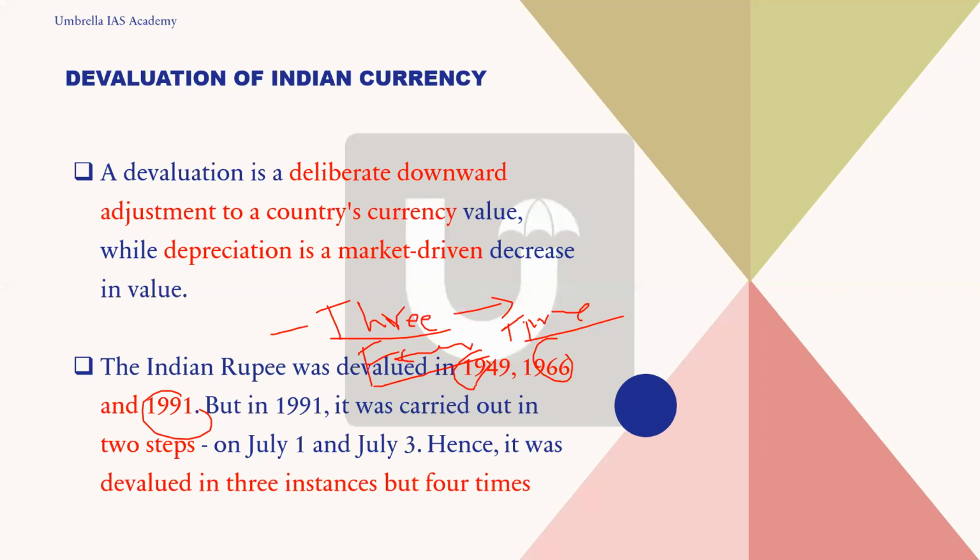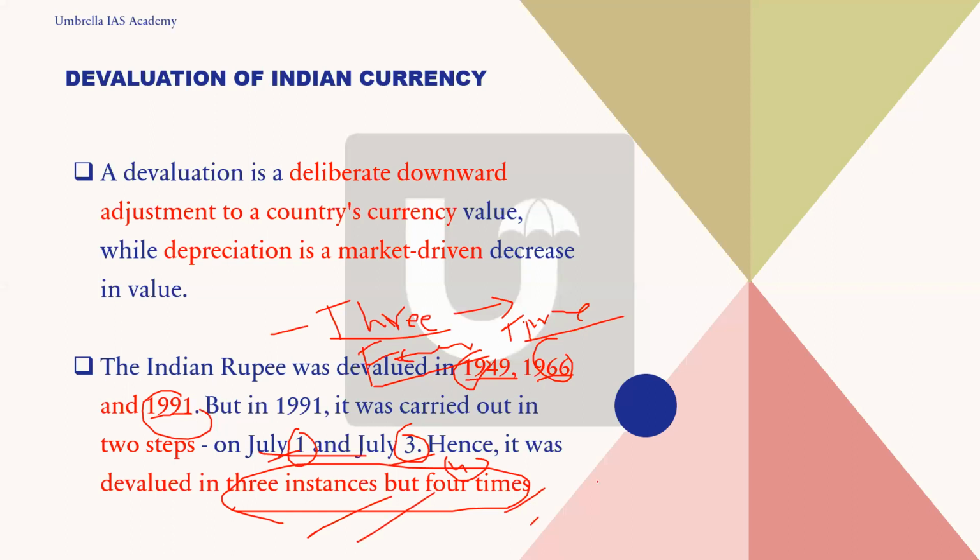So what RBI says is it has been reduced in 3 instances: 1949, 1966, and 1991. But how many times? In 1991, they did it twice, on July 1st as well as July 3rd. July 1st or 3rd is not important, but just remember that in 1991 itself it was done twice. So 1949 once, 1966 the second time, 1991 on July 1st the third time, and on July 3rd the fourth time. So the currency has been devalued in 3 instances but 4 times.